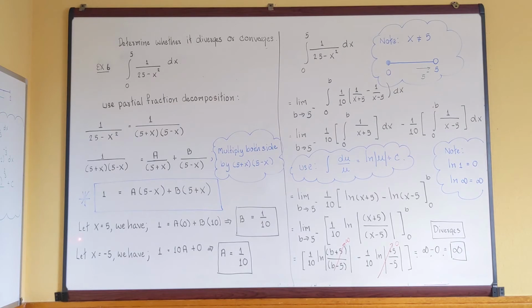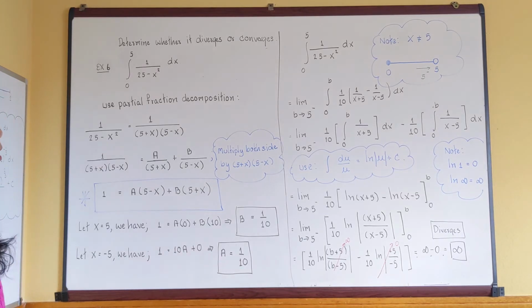So if I let x equal 5, I will get rid of a. Then I will have 10b equal to 1, so b will be 1/10. The next one, I will let x equal negative 5. Then I will get rid of b. I will get 1 equal to 10a, then a will be 1/10.